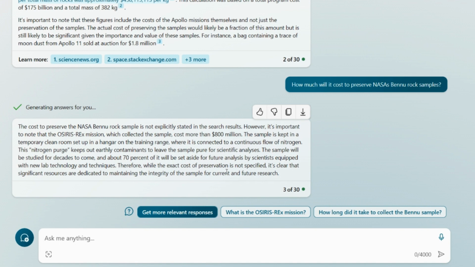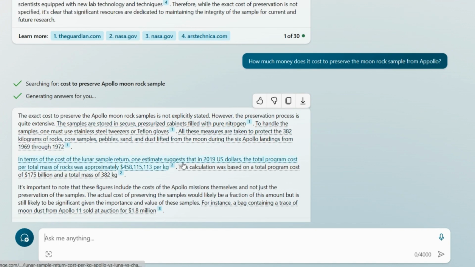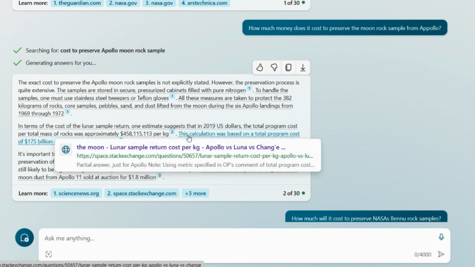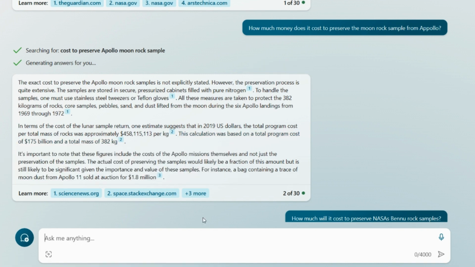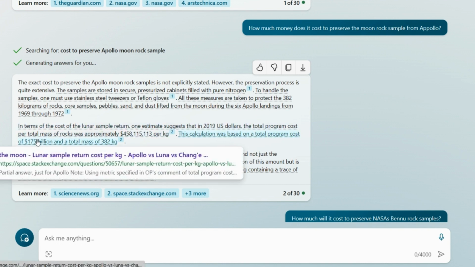I just think that it's very curious that after all of these decades, so far they've only been able to provide us with data, according to the AI, that calculates the total program cost of $175 billion. And we're to believe that the cost that we have been incurring every day with the nitrogen and all of the steps and everything, the clean rooms and everything that's required to preserve these moon samples, would likely be just a fraction of this $175 billion. That's what we're supposed to believe, right?